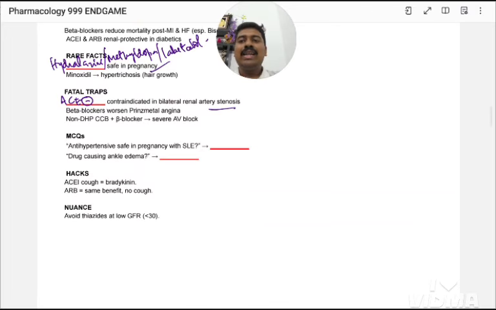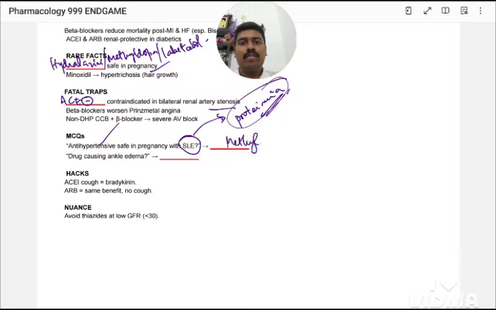Next, antihypertensive safe in pregnancy with SLE. Basically what happens in SLE is it causes proteinuria, so this proteinuria also you should take care of, and you should be taking care of the hypertension part. So here we use methyl dopa. Drug causing ankle edema? Yes, very good. Amlodipine.